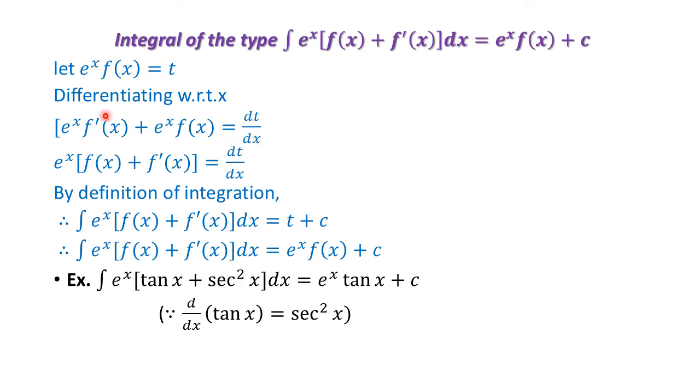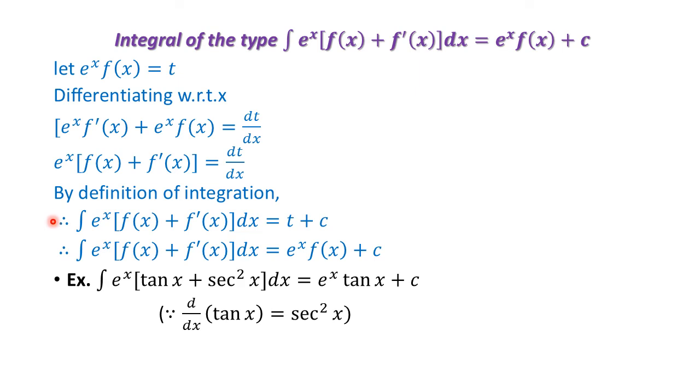Okay. Now here taking e raised to x common, in bracket we have collecting these coefficients of e raised to x, f of x plus f dash x is equal to dt by dx. Now, by definition of integration here, we want to add an integral sign. For that purpose, integrating both the sides.